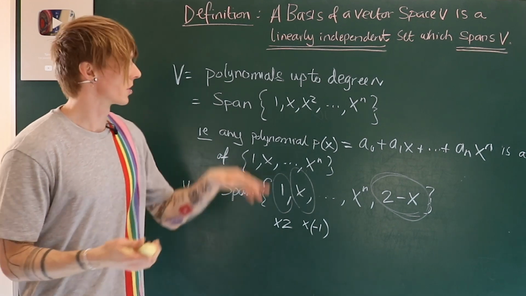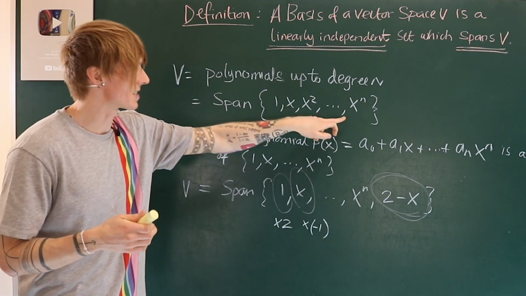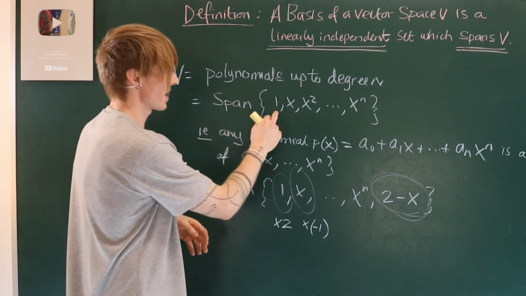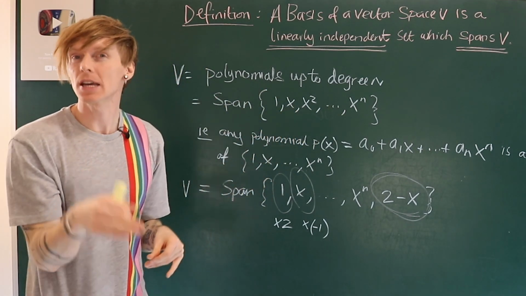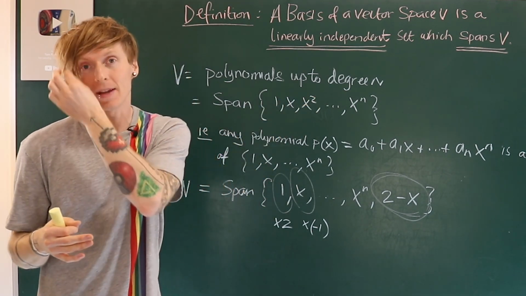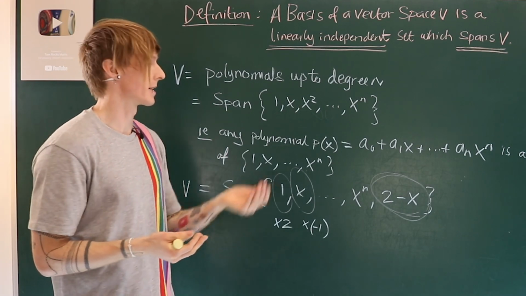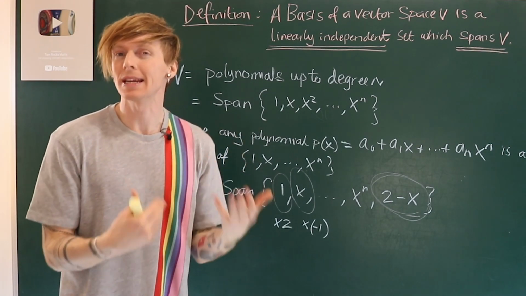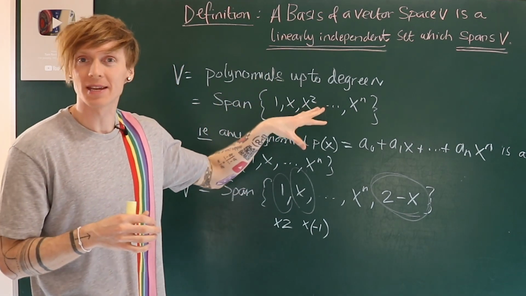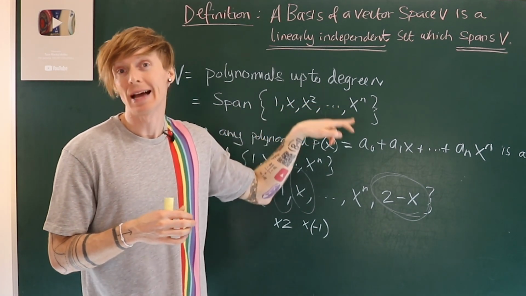Now, our original spanning set up here, 1 through to x to the n, this is linearly independent because it's not possible to rewrite any one of these as a linear combination of the others. We could, of course, multiply things together. If we wanted to create x to the n, you could say that's x to the n minus 1 multiplied by x. But that is a non-linear operation. We have two things being multiplied. So a linear combination means all we can do is add together multiples of each element.